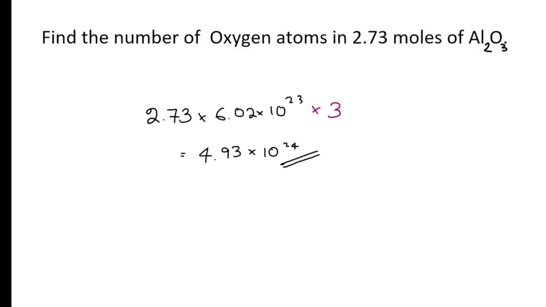Here's the answer. 2.73 moles is 2.73 times the Avogadro constant. However, because you have 3 atoms of oxygen in each unit of Al2O3, I have to multiply that one by 3. So the answer is 4.93 times 10 to the power of 24.